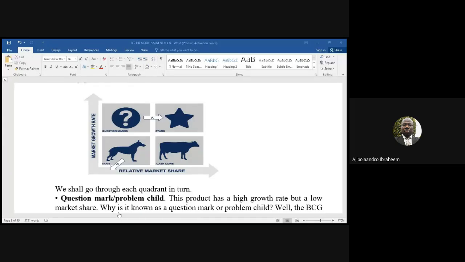Okay. I think I remember we started by identifying the groups of products: problem child or question mark, star, cash cow, and dog. And we started by describing which one is question mark, or why it is a problem child. We say it's a question mark. The characteristic of question mark is that there is a high growth rate but relatively low market share.